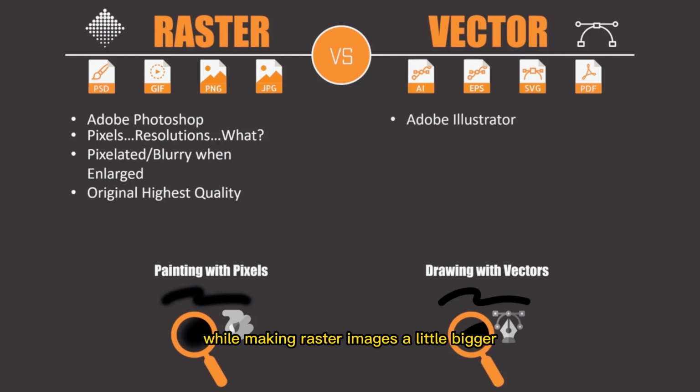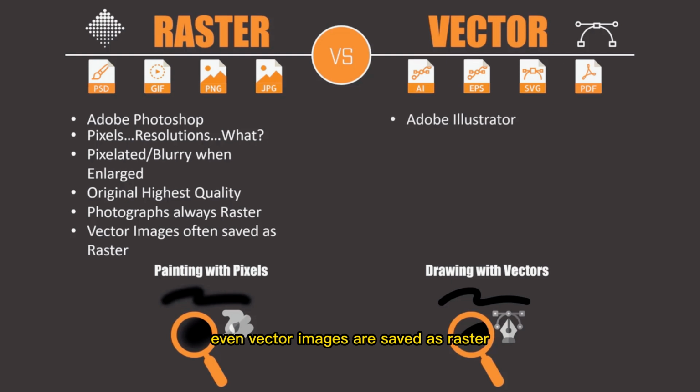While making raster images a little bigger often isn't a problem, it's not recommended. Unless you are shrinking or cropping an image or photo, you will never have a better looking or more crisp image than the original raster file. Photographs are always raster, and the graphics that you see all over the web are also raster. Even vector images are saved as raster when they need to be uploaded to the web. And while an Illustrator or Photoshop file might be editable, once it's saved as a raster file type, all its layers will be flattened, making edits a lot more difficult.